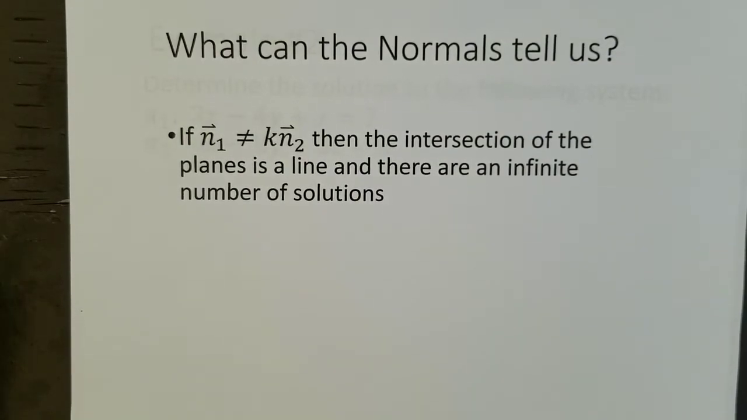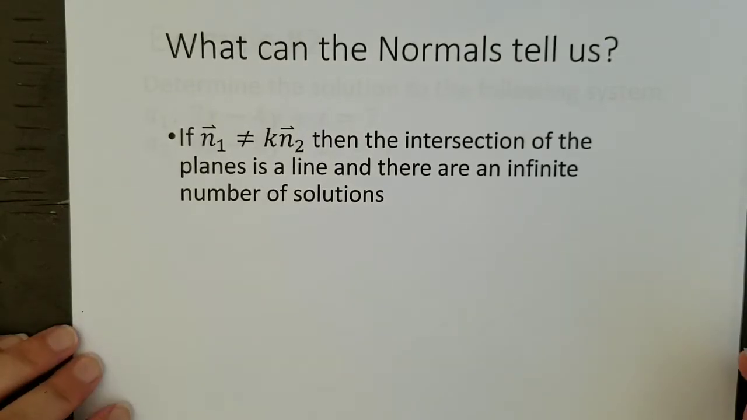If the normals are not collinear, then we know that it's going to be the intersection in a line, or that case 1. So that one is one where we do have to do a little bit more work to solve.